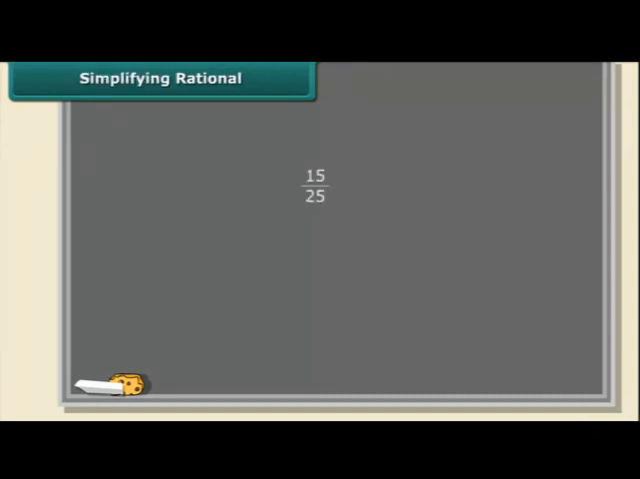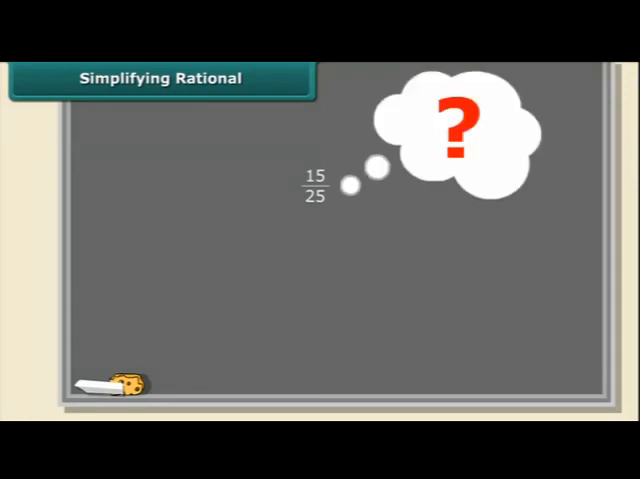Sometimes the rational number can be like that. Do you think that it is in simplified form? No, it can be further simplified. But how? Here we can divide the numerator and denominator by 5 to get 3 by 5. This is the simplest form. So students, remember we can simplify the fraction by dividing the numerator and denominator by a common factor.